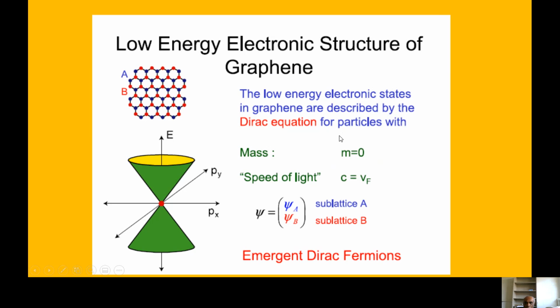So still your mass is 0. The velocity in this case, c, becomes actually the Fermi velocity, right? So 10 to the power 6 meters per second. The sublattices A and B, like here we have these blue and red sublattices, they can be the wave function in your Dirac equation. That's the emergence of Dirac fermions in graphene.